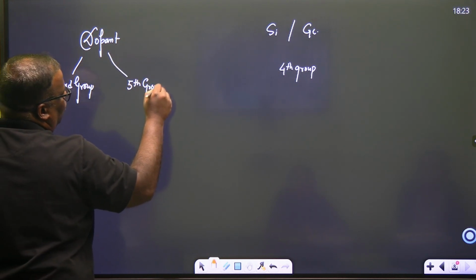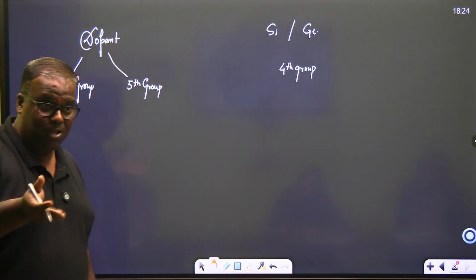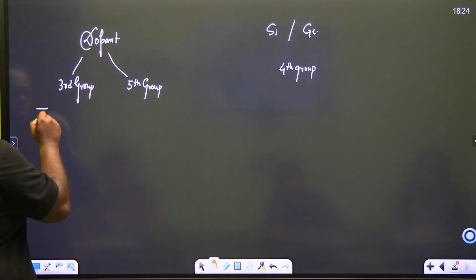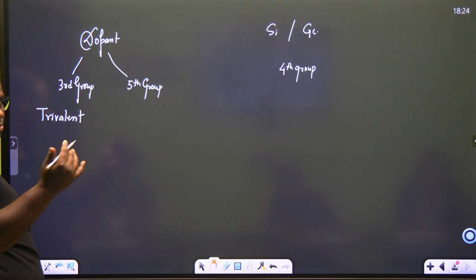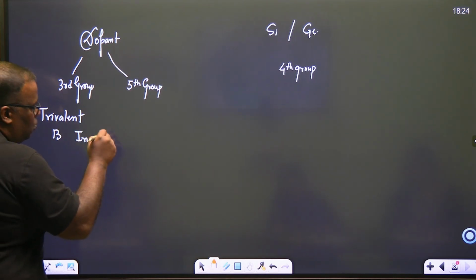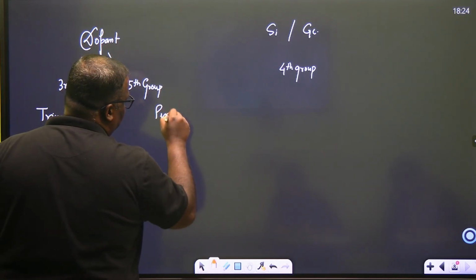4th group means how many valence electrons? 4 valence electrons. Carbon and silicon are the same. You studied, they are known as tetravalent. So this will be known as trivalent. Trivalent dopant or trivalent impurity: boron, indium, aluminium. And these will be known as pentavalent.